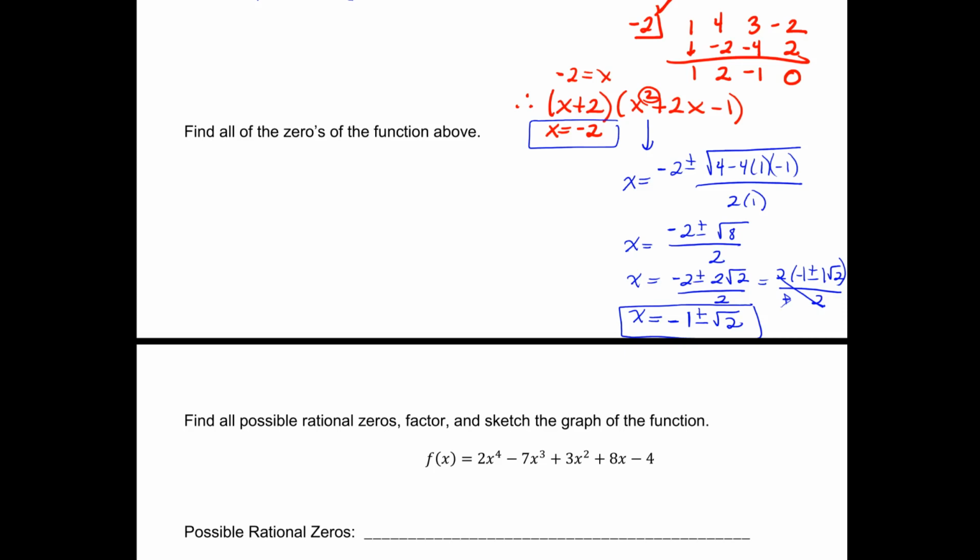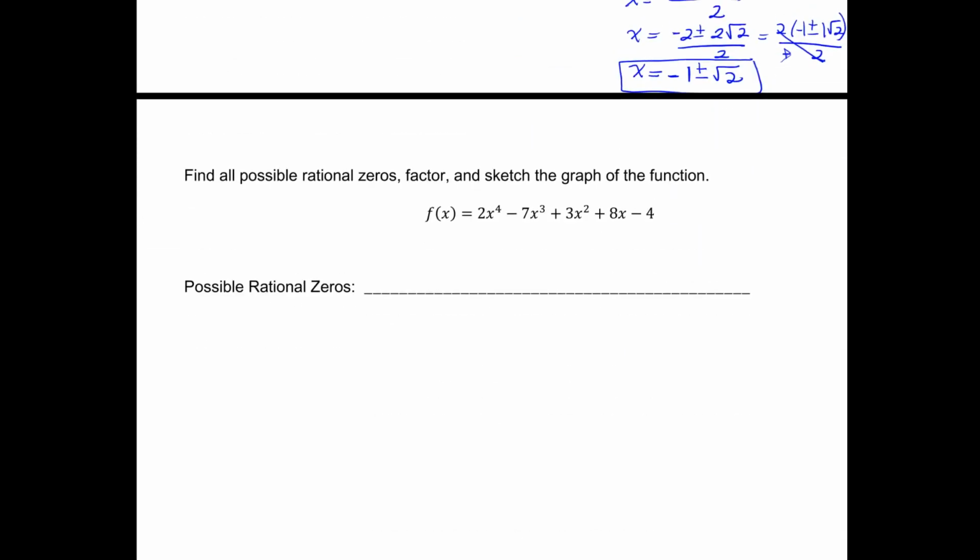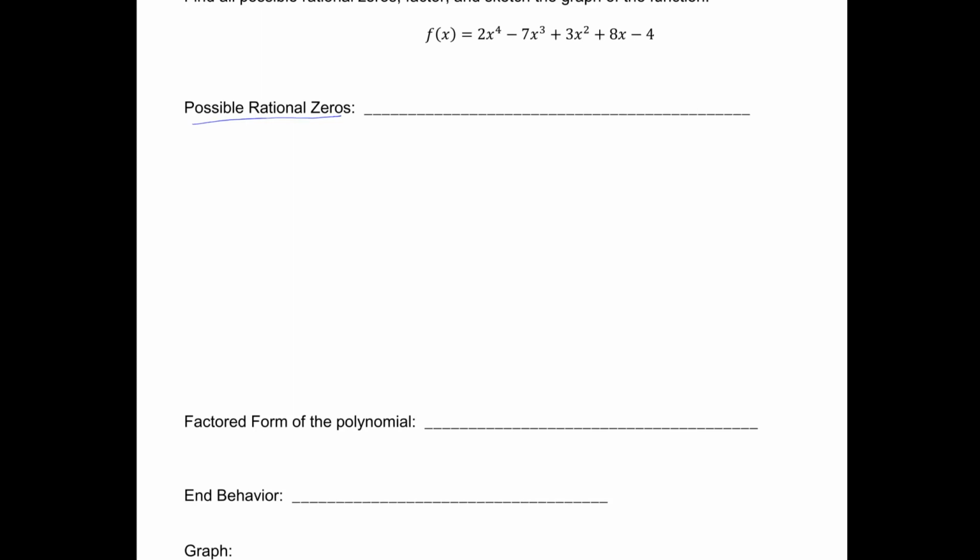Okay, that's the new content. This back page kind of brings it all together. You have a polynomial. It says find the possible rational zeros, so use that rational zero theorem. You're going to factor it all the way, and actually just stop when you get here. And then we'll bring your knowledge from prior sections all together with graphing the polynomial as well. Okay, so with your partners, go ahead and complete this.